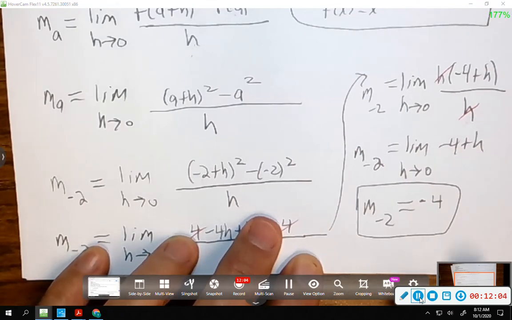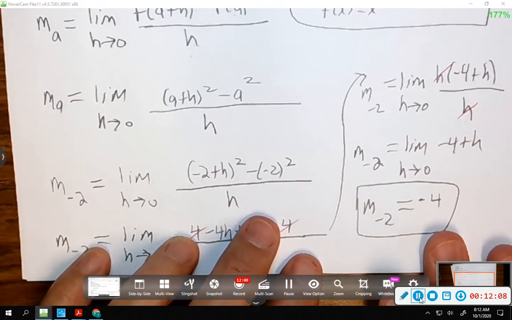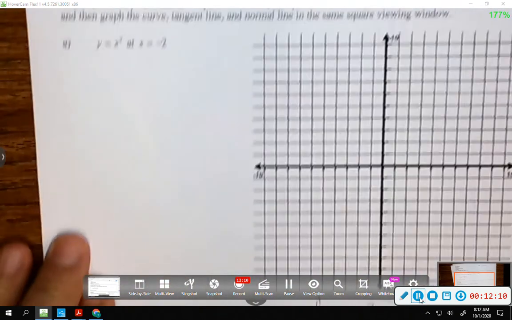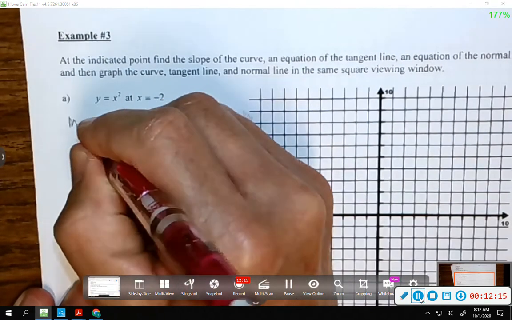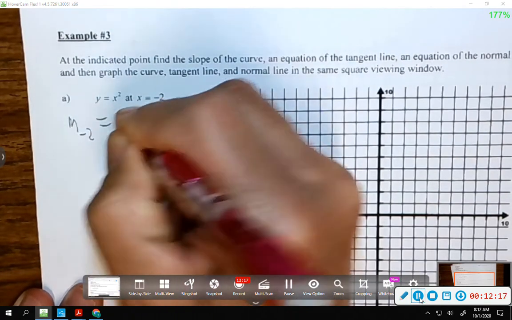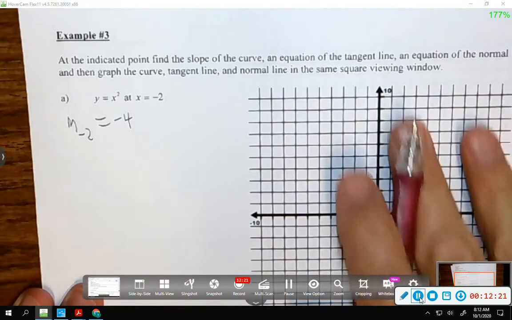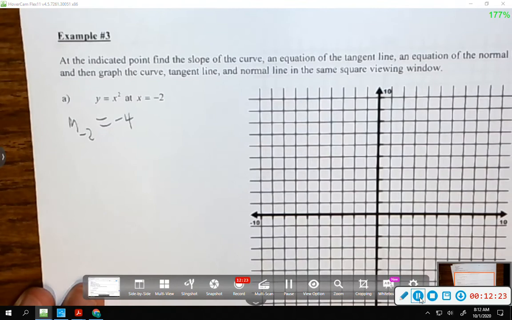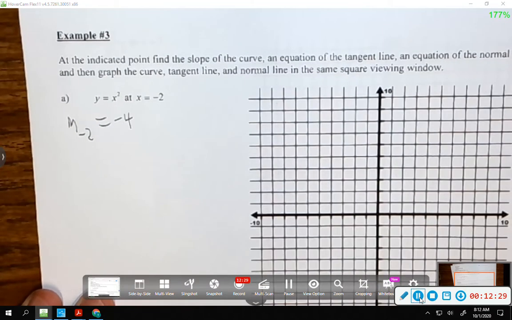That's the hardest part of this particular problem, but this is one of the easier problems of this variety because it's a pretty easy function to start with, just this x squared. So I'm going to write it up here. The slope at negative 2 we know is negative 4. It asked me to graph the function, a tangent line, and a normal line at this value. Okay? Let's just start by graphing this.